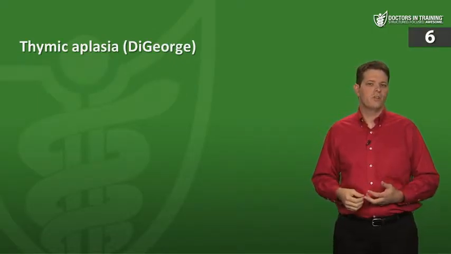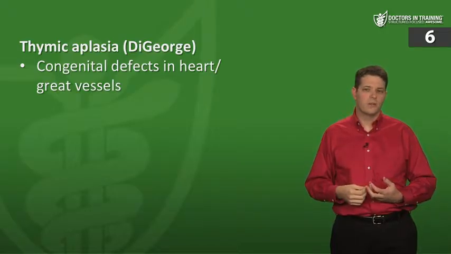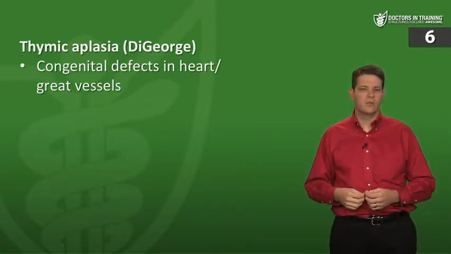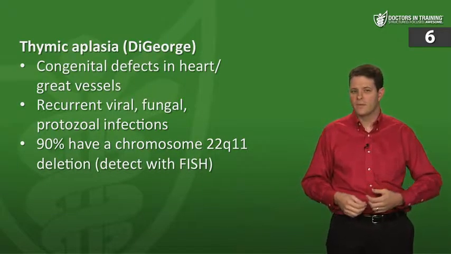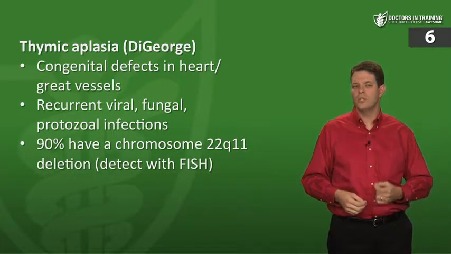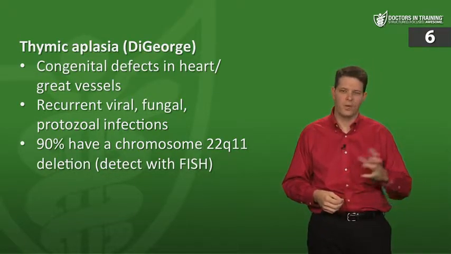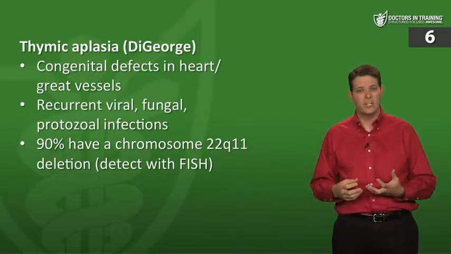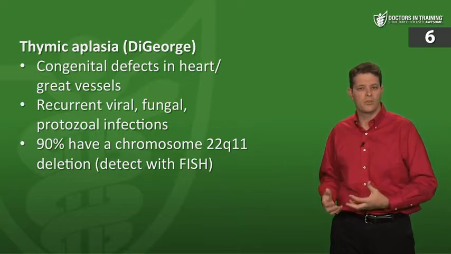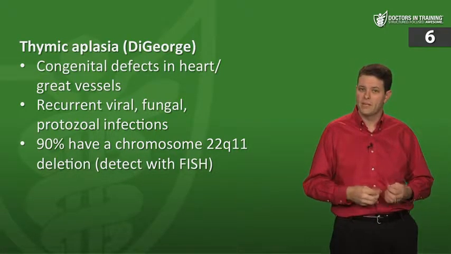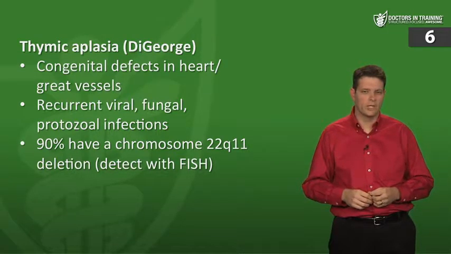Now, DiGeorge syndrome is also associated with congenital defects of the heart and of the great vessels. And then, of course, because there are no mature T cells, this is going to lead to recurrent viral and fungal and protozoal infections. And about 90% of patients with DiGeorge syndrome have a chromosome 22q11 deletion, and you can detect that with FISH, or fluorescent in situ hybridization. We're going to talk about that test in biochemistry. But again, this deletion is only found about 90% of the time. So most of the time with DiGeorge syndrome, you have this chromosome deletion, but there are some DiGeorge patients that don't have it. So there's definitely a close association, but it's not a one-to-one correlation.